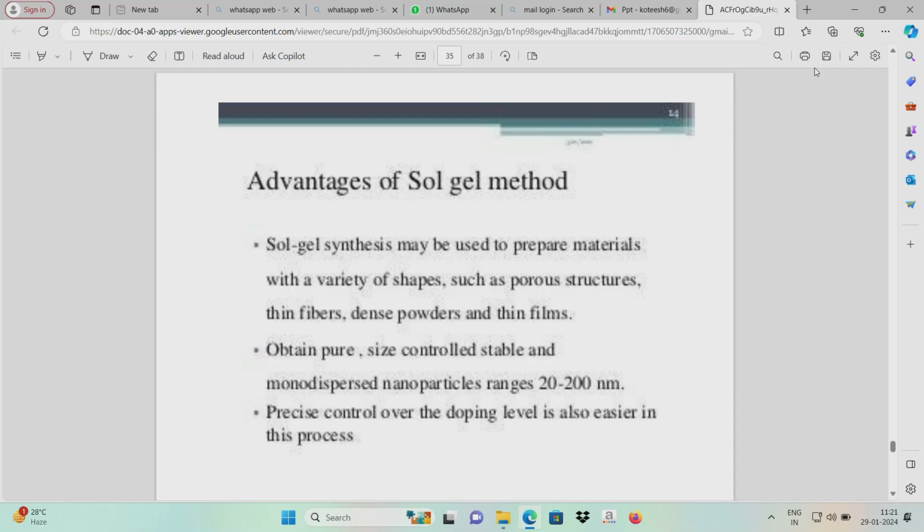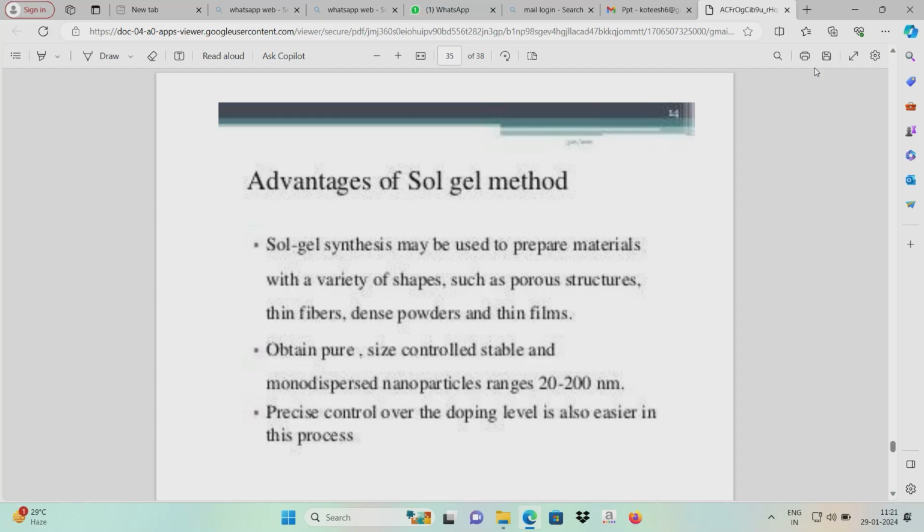Here I have given some of the advantages. It can be used to prepare materials with a variety of shapes, such as porous structures like thin fibers, dense powders and thin films. The size ranges from 20 to 200 nanometer. Initially I told you the nanometer size must be in the order of 10 power minus 9 meter, and here we get 20 to 200 nanometer. That is the main thing for us.